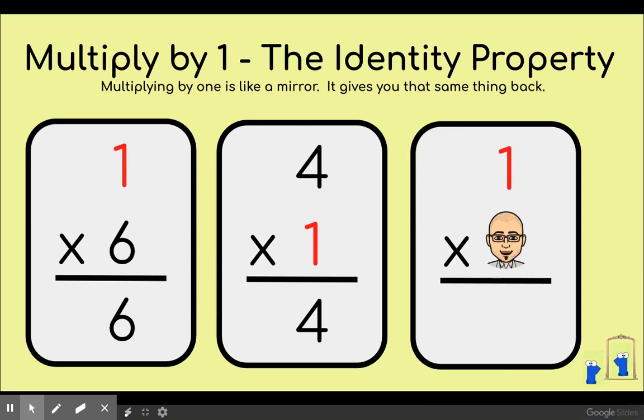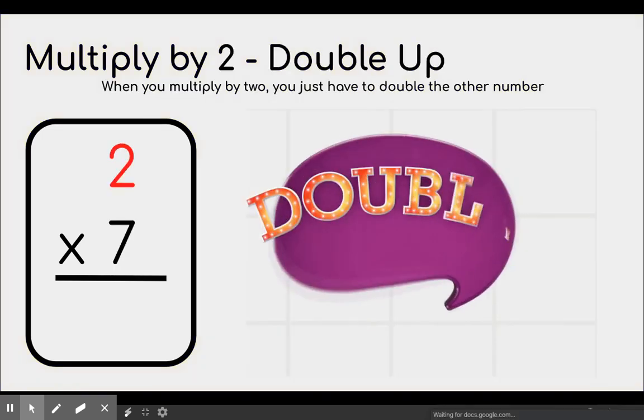Oh, looks like we have another example. All right, let's try it out. 1 is a mirror. It's looking at, you guessed it, me again, Mr. Martinez. That means I should be coming back? And I did. So 1 times Mr. Martinez is Mr. Martinez.